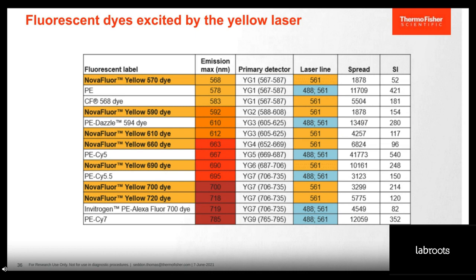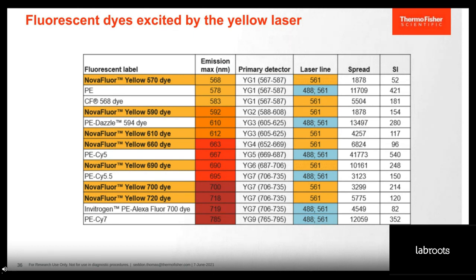And you can see the ones that are excited by the yellow-green laser. So these are primarily excited by the 561 alone, as opposed to the PE and PE tandems, where they're excited by both the 488 and the 561, so starting to take up more of those detectors in your panel.